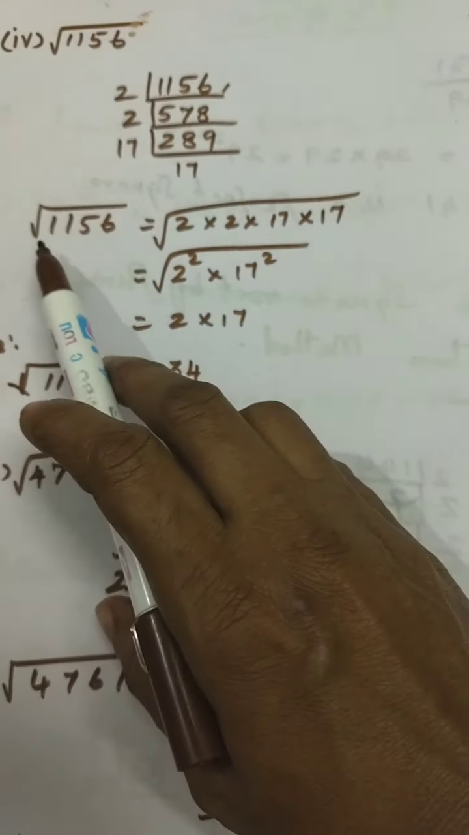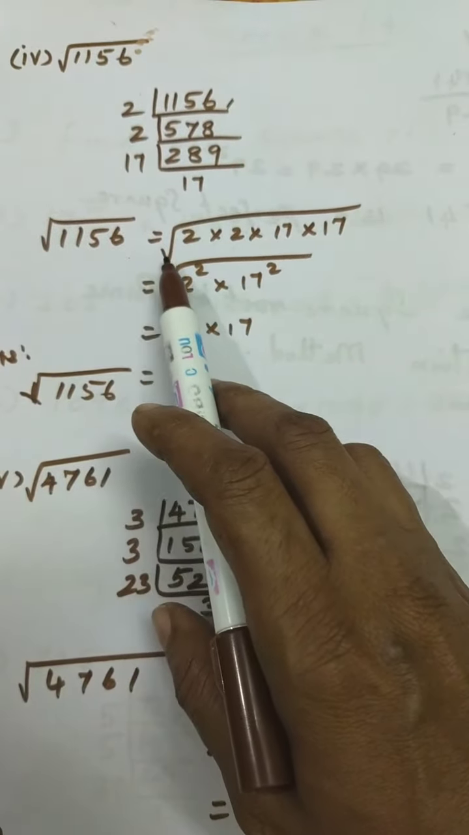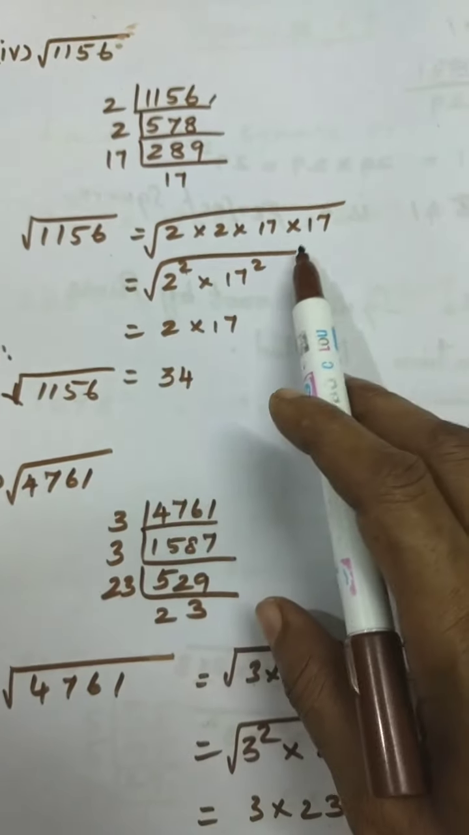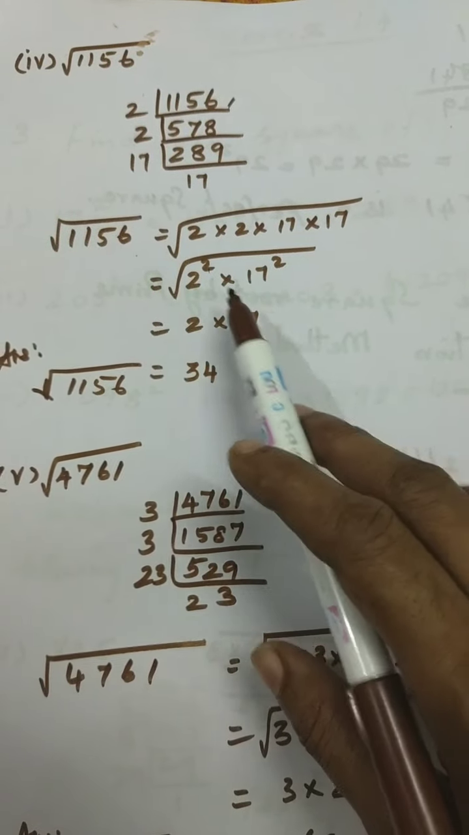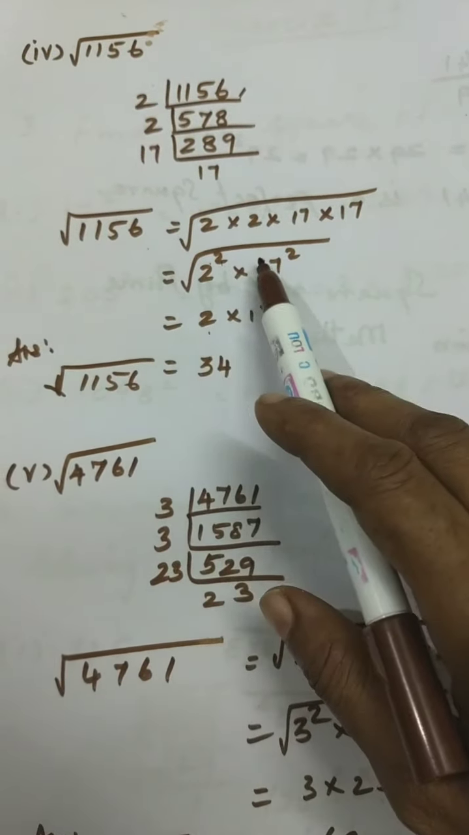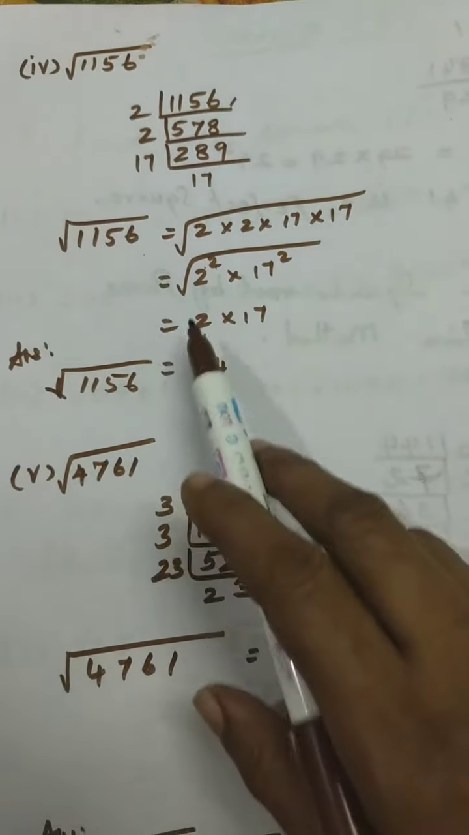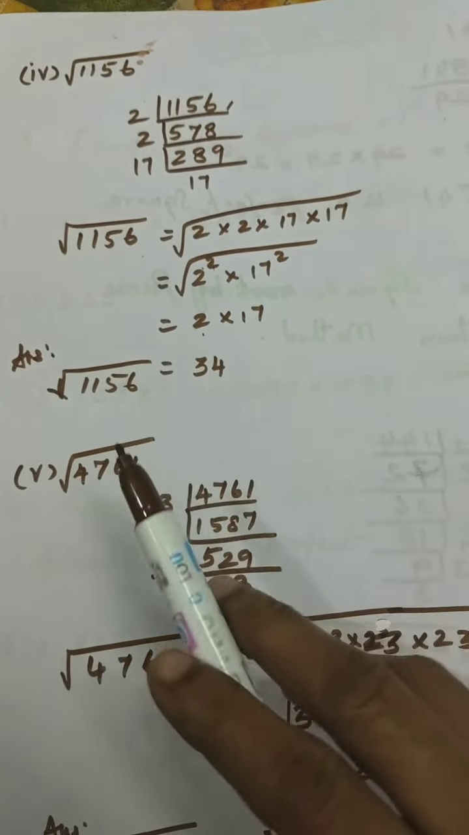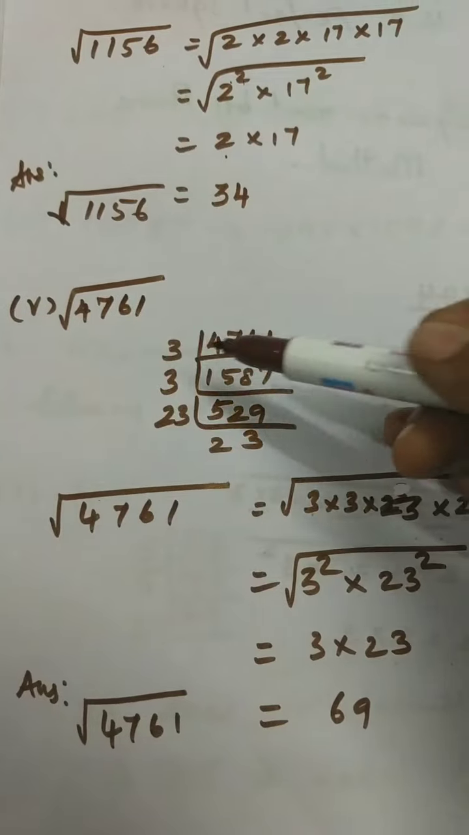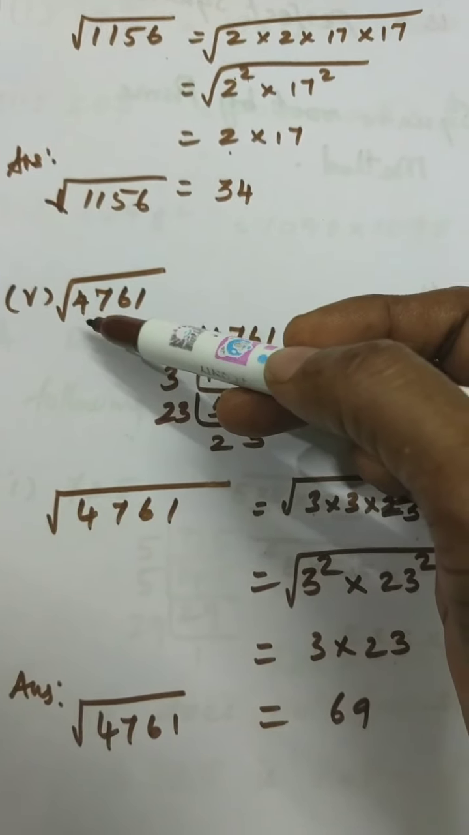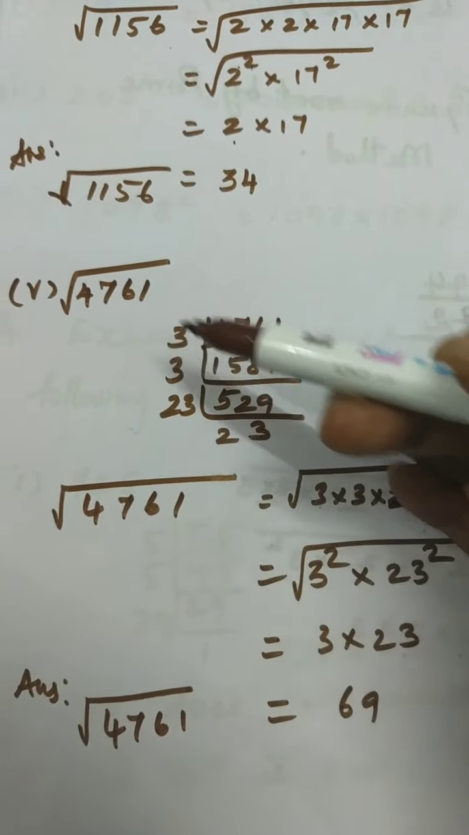Okay. Now root of 1156 is equal to 2 into 2 into 17 into 17. So you can write 2 square into 17 square. You can take 1 2 outside and 1 17 outside. And 17 2s are 34. And this is the answer. Okay. Next one. Fifth sum. Root of 4761.